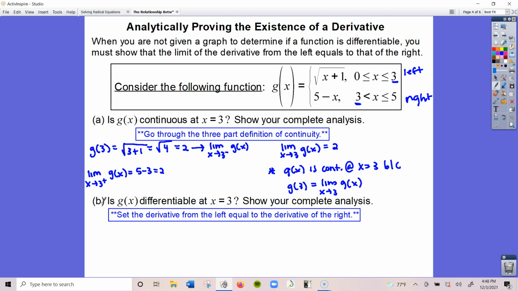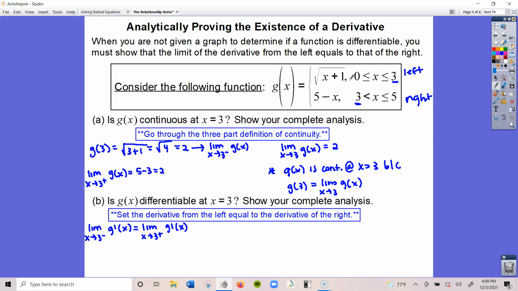Now we're going to see if g of x is differentiable when x is equal to 3. To figure out if it's differentiable, we have to set the derivative from the left equal to the derivative from the right. So we've got to use limits. We're going to do the limit as x approaches 3 from the left of g prime of x, and make it equal to the limit as x approaches 3 from the right of g prime of x.